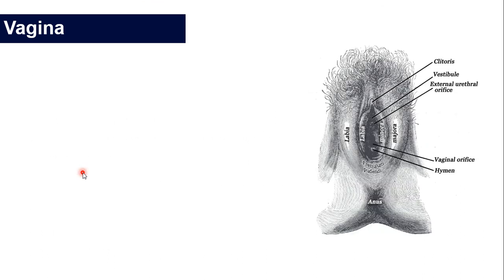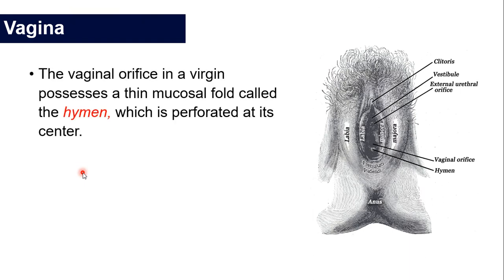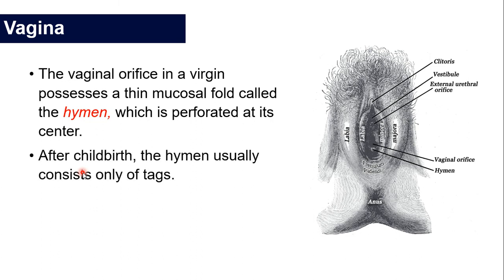Take note of that. The vagina also has an orifice, and the vaginal orifice in a virgin possesses a thin mucosal fold called the hymen, which is perforated at its center. After childbirth, the hymen usually consists only of tags.